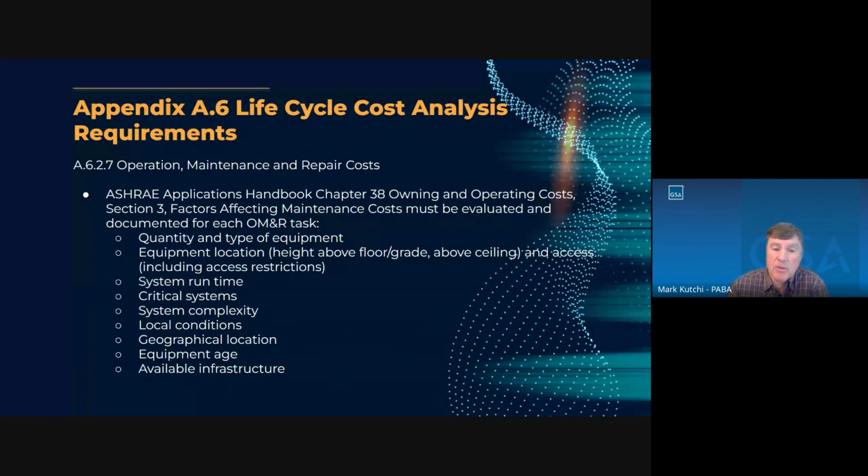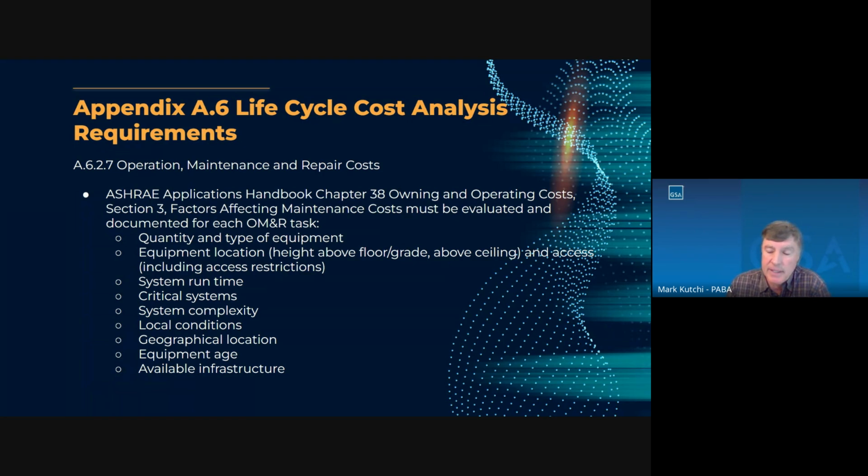System runtime will affect maintenance costs. A system that runs 24 hours versus a system that just runs during the normal workday. Critical systems that must be up and running and never fail versus non-critical systems. There's going to be a larger operational and maintenance cost for critical systems. System complexity. A complex system most likely will have more operation, maintenance, and repair costs than a non-complex system.